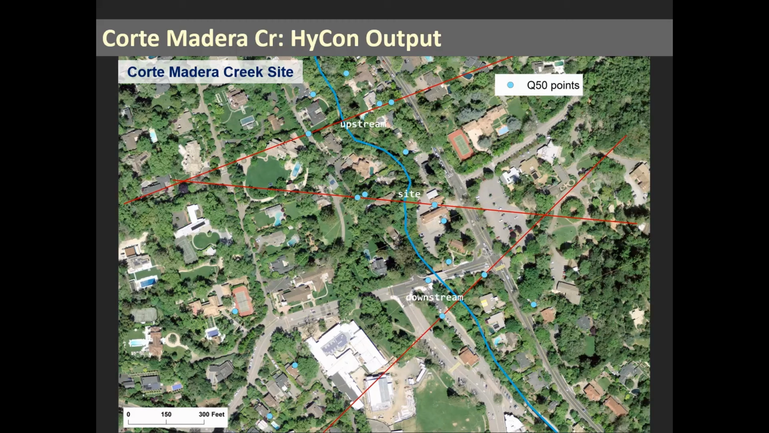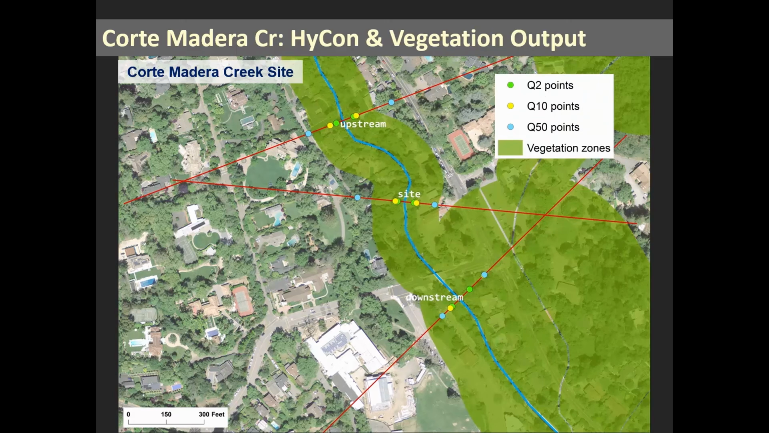These are very simple, coarse estimates. This is not complex hydraulics, just a very simple equation, but these are very useful estimates to get to a functional riparian extent. And then the user can also look at the Hicon output with, let's say, the vegetation output to see how the functional widths compare.